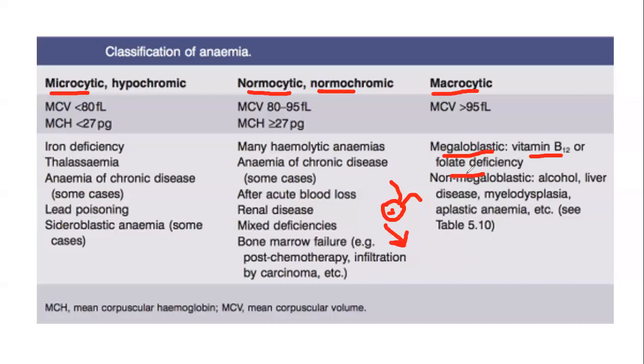Another one, we see from here, non-megaloblastic. One is bigger size, and there's non-megaloblastic, maybe alcohol, liver disease, or myelodysplasia, or aplastic anemia. So aplasia, A means absence of plastic cells in bone marrow. Myelodysplasia, another cause.